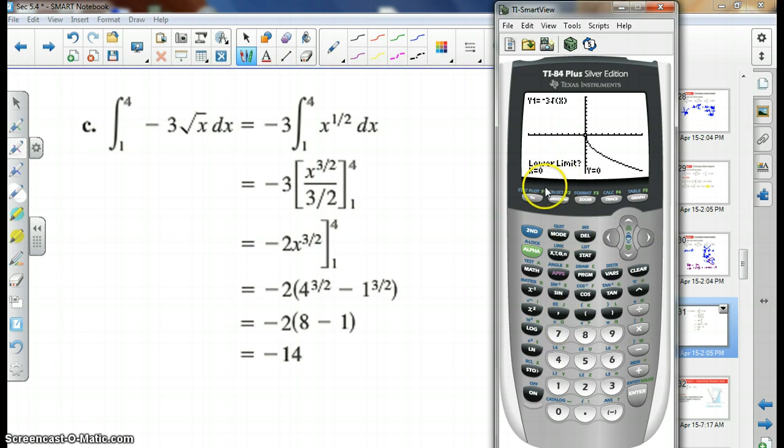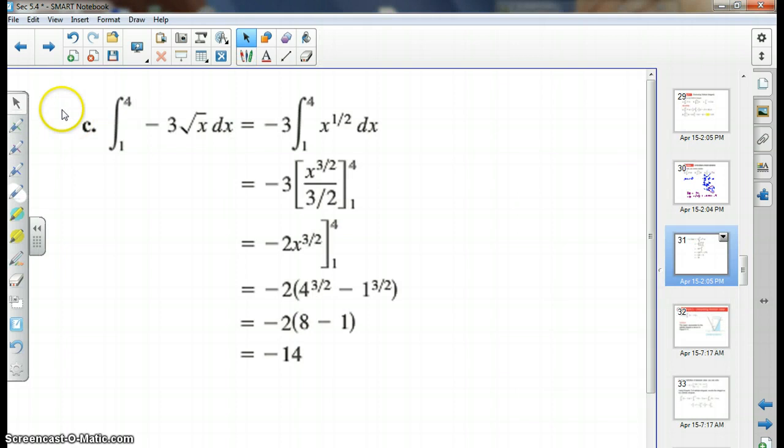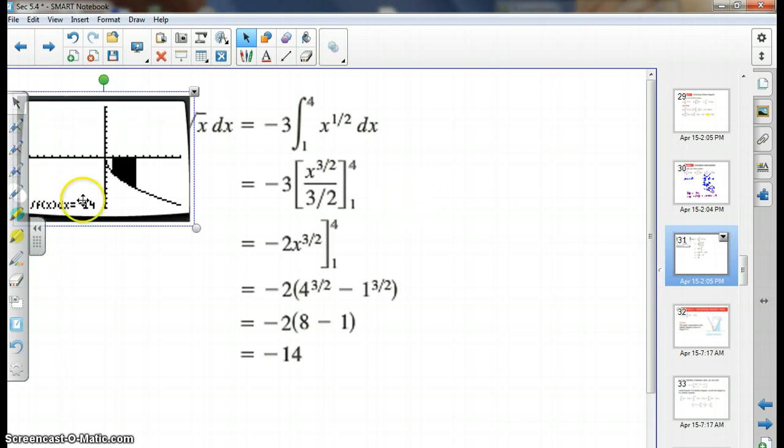It's asking for the lower limit, and I'm looking here. The lower limit is a 1. I'll press 1, enter. The upper limit is 4. I'll press 4, enter, and immediately it shades the area between 1 and 4, and it gives me a nice solution, which I could paste back onto my original.